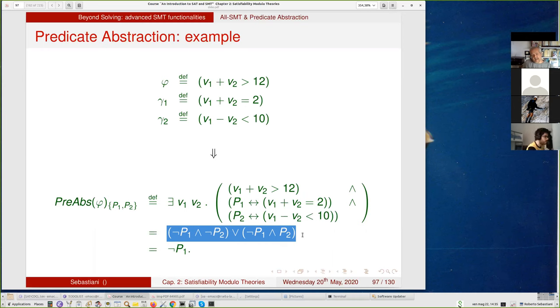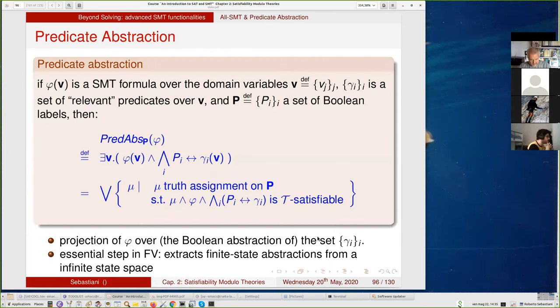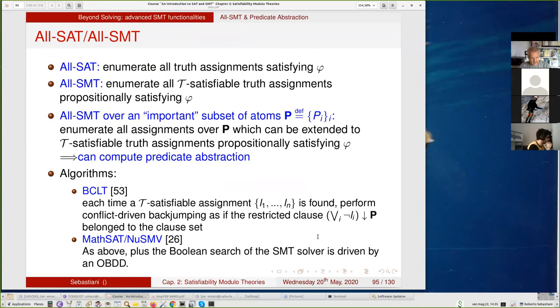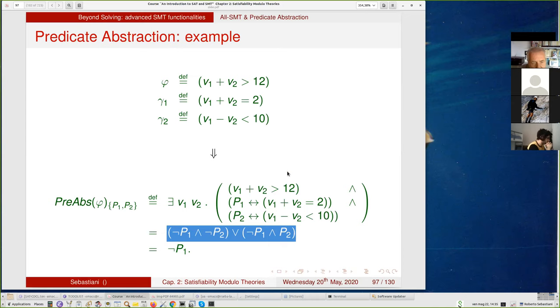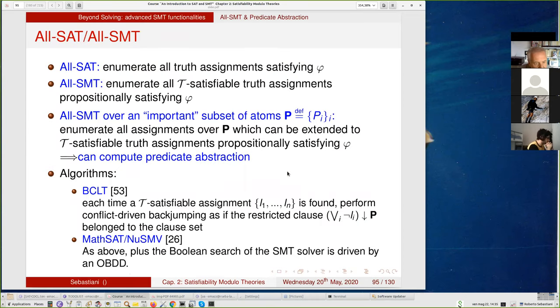Again, if you are interested in the topic, I can point you to some paper, which I seem to have forgotten to add here. I suggest you take a look at this paper if you are interested in this topic.